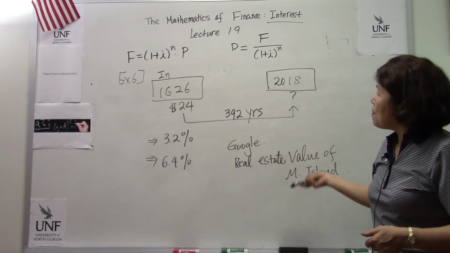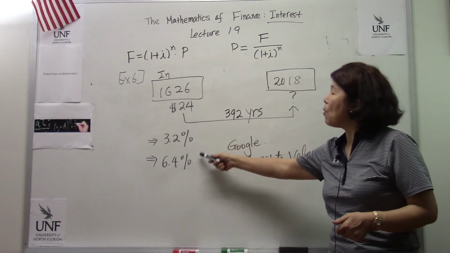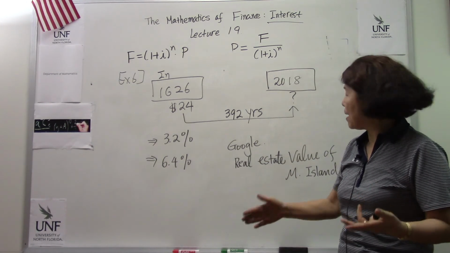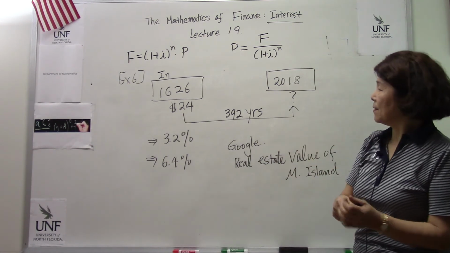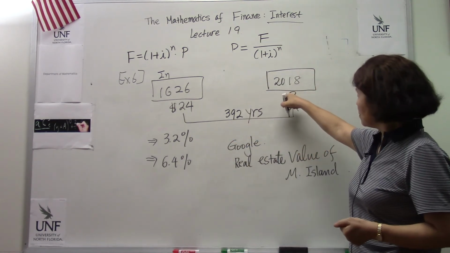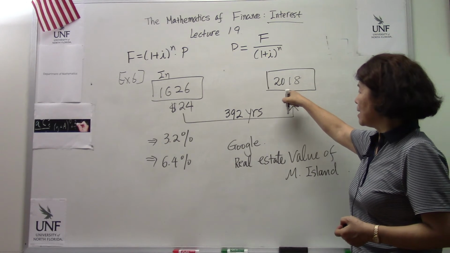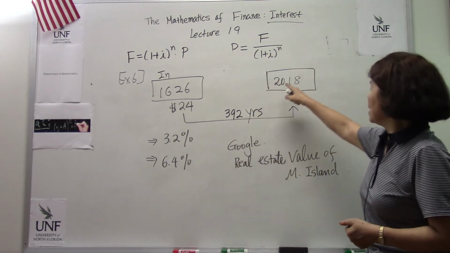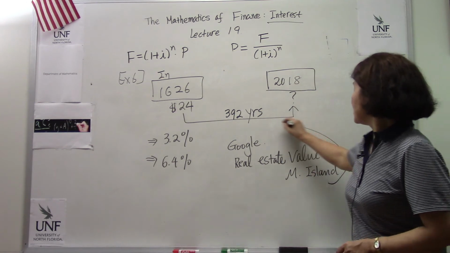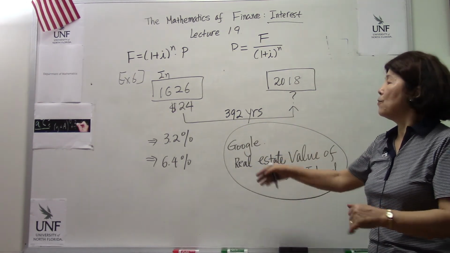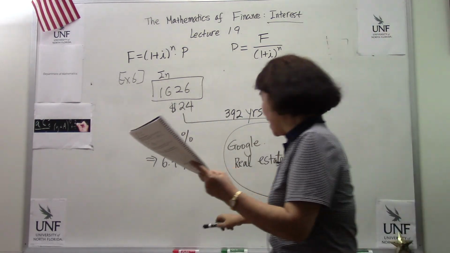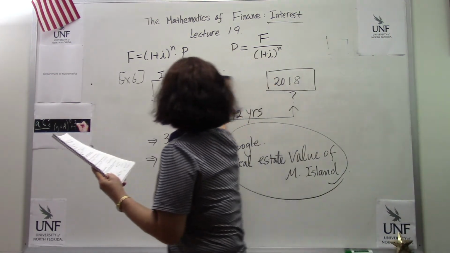So compare which one is more realistic, which interest rate approximates this. Compare how much the value would be in 2018 at 3.2% and 6.4%, and then Google this and compare which one is the right model. I'm going to check on that next time. Example 7.